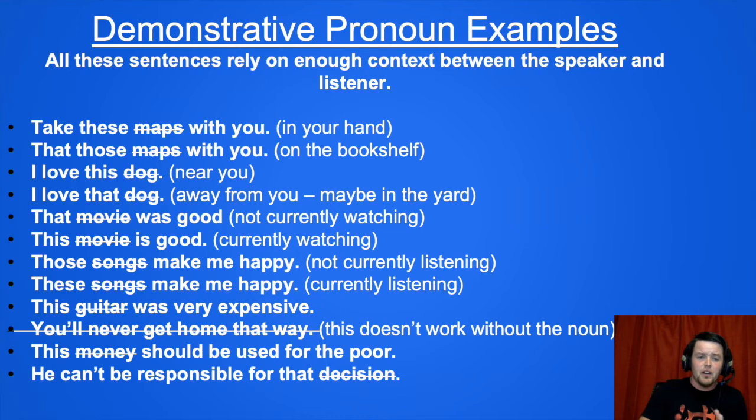The one third from the bottom, you'll never get home that way. This one just doesn't work without the noun. I'm really not exactly sure why, but we can't say it without the noun. So this would be an example where it just doesn't work.